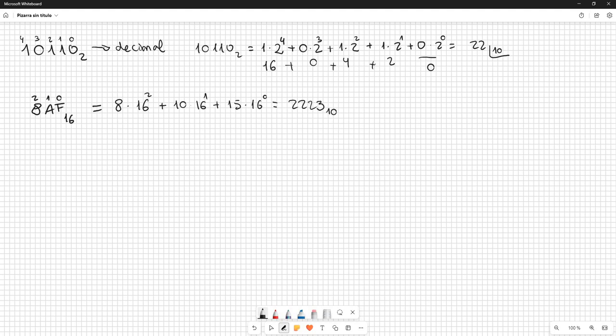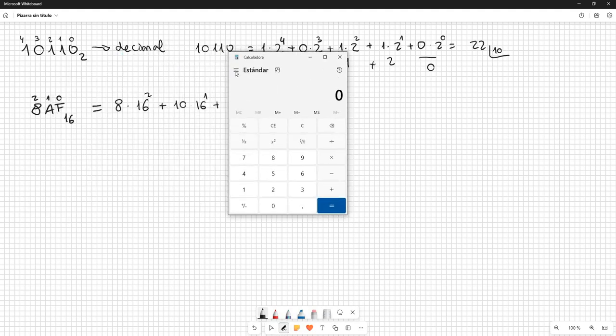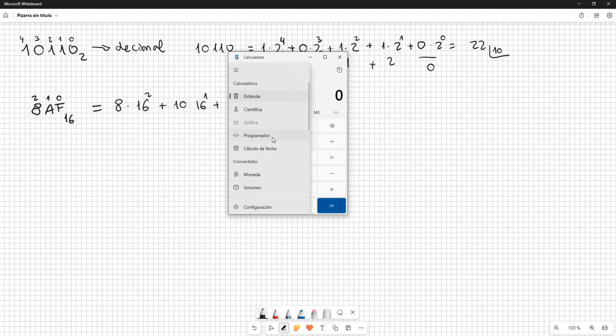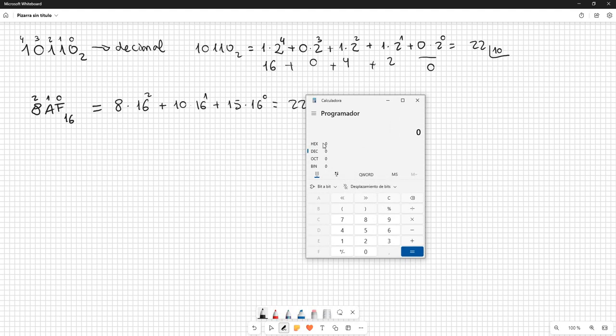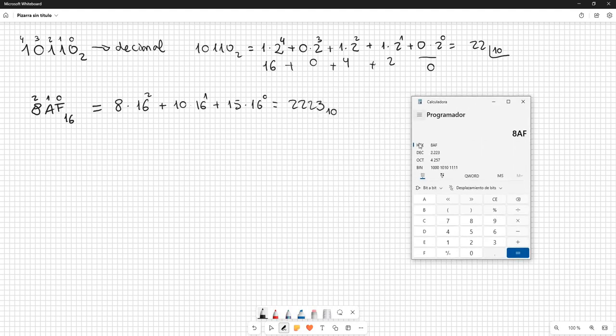You have a useful tool in Windows that is the calculator. If you open the calculator of Windows, you can select the mode programmer, programador in Spanish, programmer in English, and you can do here the conversion. For example, I'm going to introduce this number in hexadecimal, that is 8AF, and you can see the value in the decimal base, the value in octal, and the value in binary. So using the Windows calculator in programmer mode, you can check the base conversion and if your exercise is right or not.